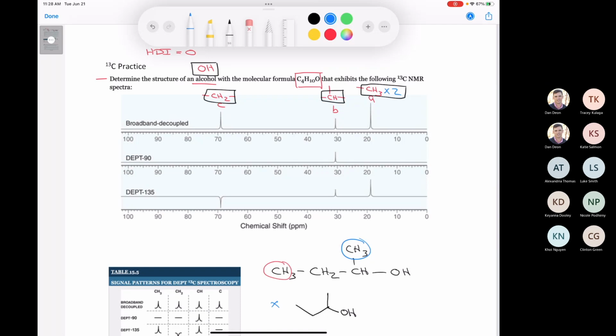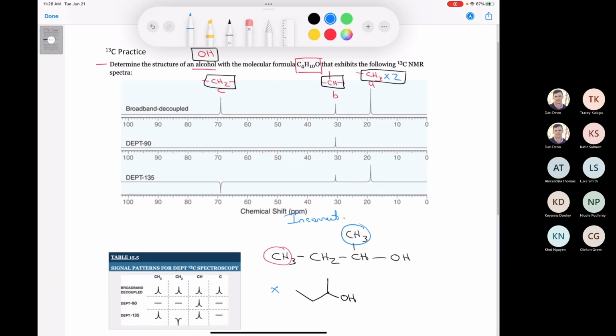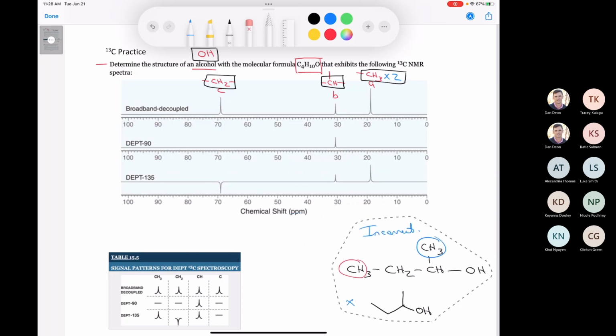Is there another way that I could connect those atoms together? Since this is incorrect, the answer is yes, there is another way I could connect them. Now, again, I'm kind of running out of space here. Let me just move this out of the way a little bit here. Okay, there is another way that I could connect them.